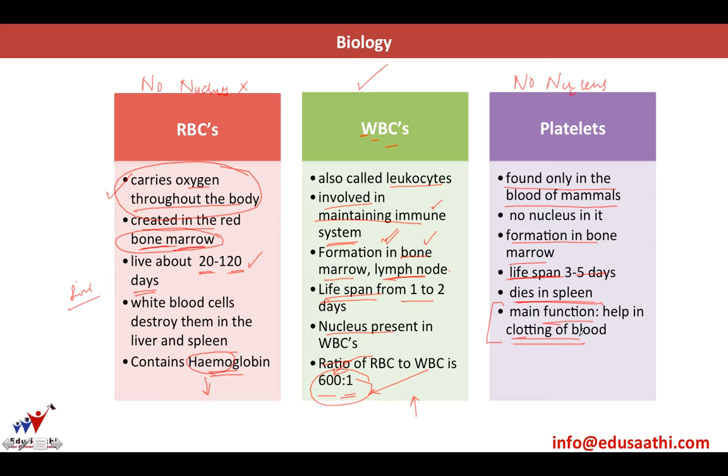Okay. Now, if I combine all three of them, the main functions that the blood carries out are to protect the body from any kind of disease, to carry oxygen throughout the body and bring back carbon dioxide, and clotting, as blood platelets help in the clotting of blood. It also maintains the temperature of the body. So blood also helps in maintaining the temperature of the body.